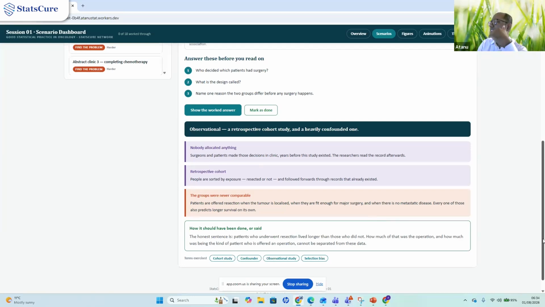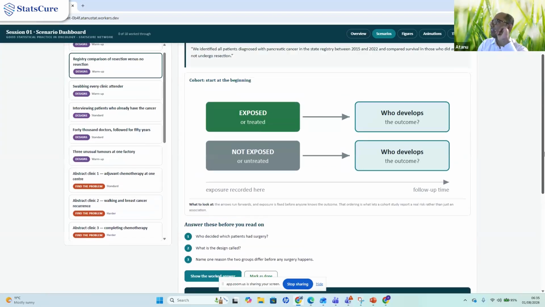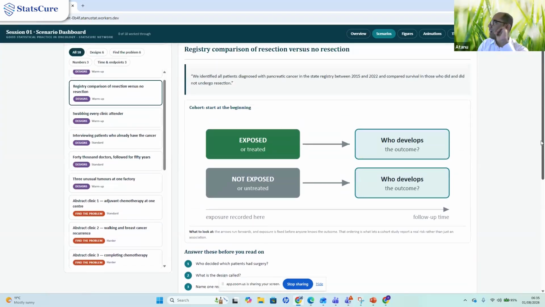The honest sentence is that patients who underwent resection lived longer than those who didn't. So how much of that was the operation, and how much was being the kind of patient who is offered an operation, cannot be separated from this data. That's the limitation of retrospective data. We can't make that neck to neck comparison.